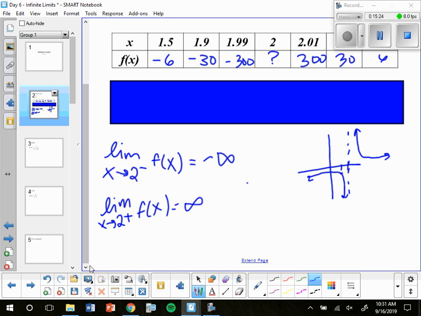What is the limit as x goes to 2? What would we say about that? It does not exist, because we have different left and right behavior. One's going to positive infinity, one's going to negative. Does that make sense? Let's do another one.